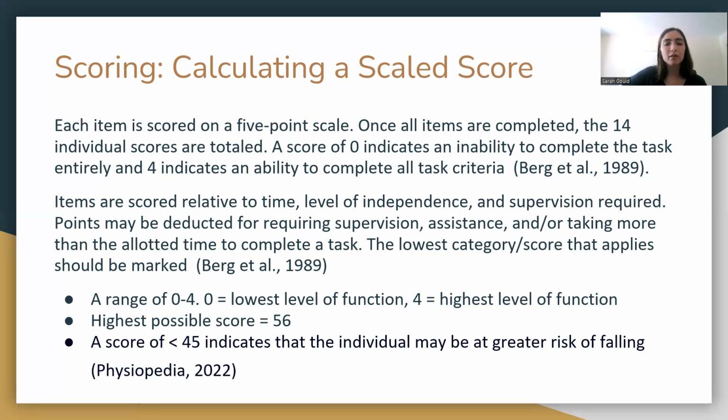So for each item, you will be scored in a range of 0 to 4, where 0 is the lowest level of function possible, and 4 is the highest. And then once you total all of those scores together, you're going to get a score out of 56. If the client scores less than 45, it indicates that the individual may be at a heightened risk of falling.